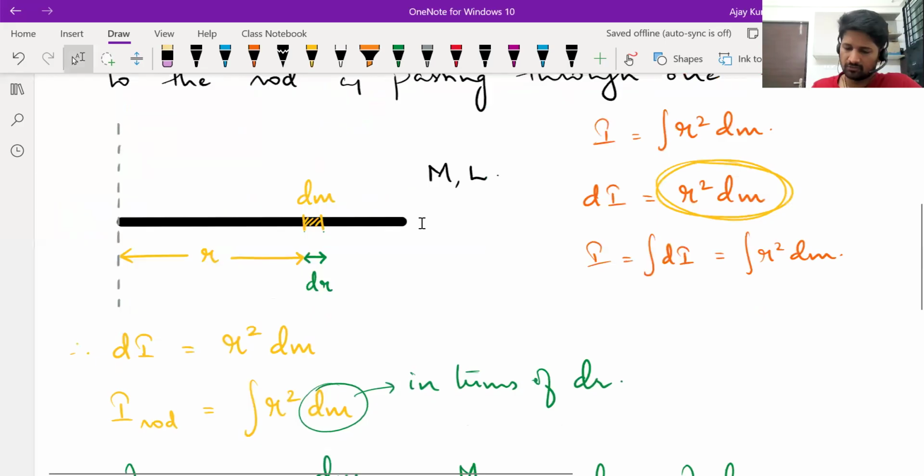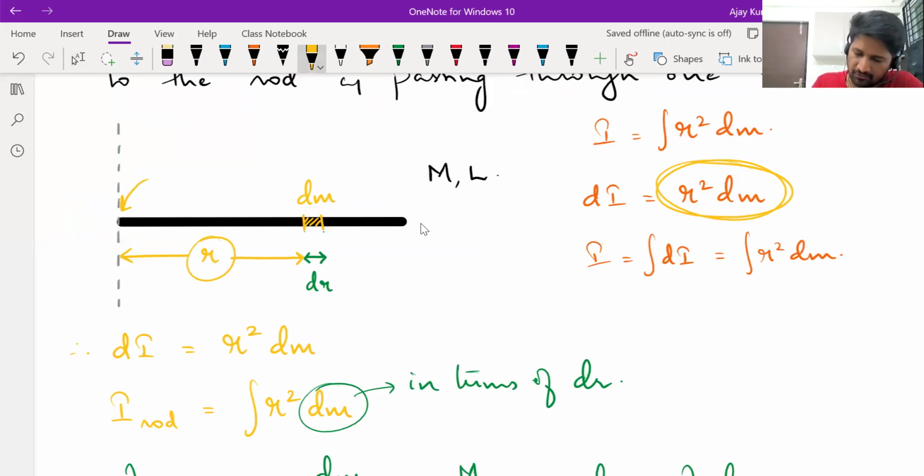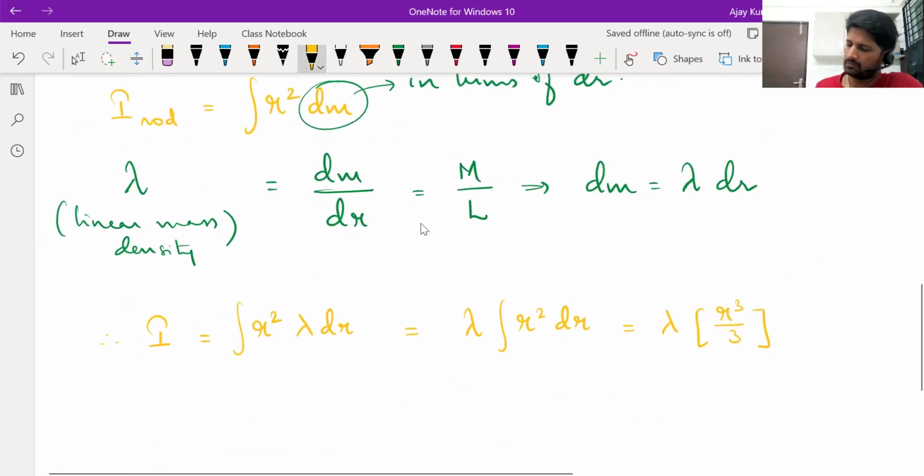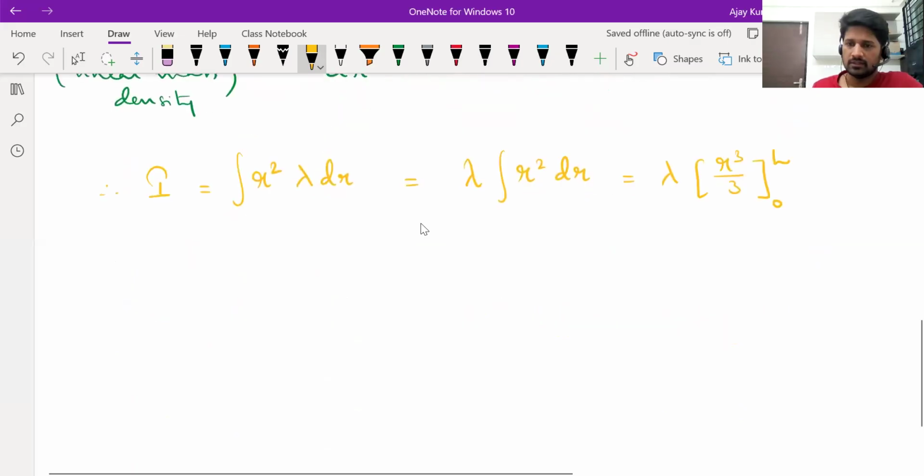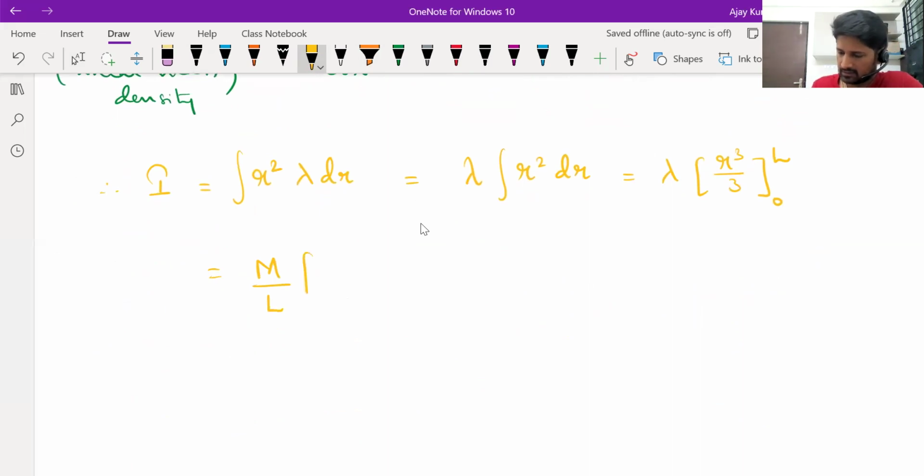And we want to find the moment of inertia of the entire rod. r is the distance of the element from the axis, no? What is the distance of the first element from the axis? 0. What is the distance of the last element from the axis? L, the length of the rod. So the limits for r will be from 0 to L. You substitute those limits. Lambda is mass by length. L cube by 3 minus 0 by 3, that is L cube by 3. One L gets cancelled. You will end up getting mL square by 3. This is a very useful result. We'll be using it very frequently.